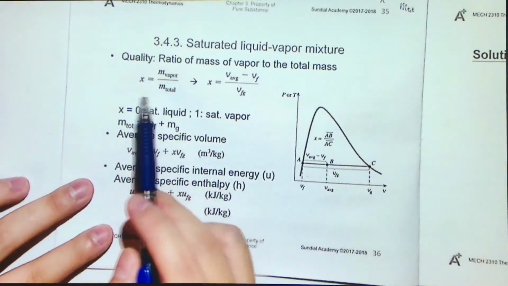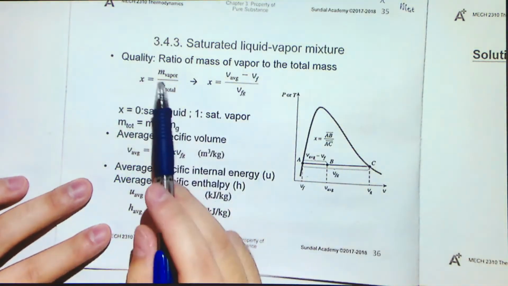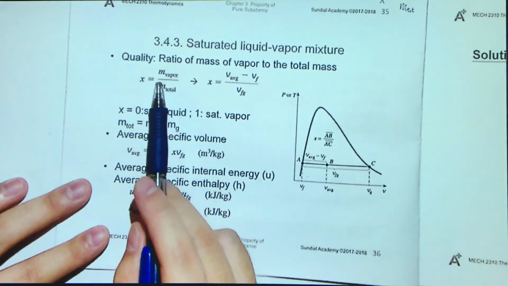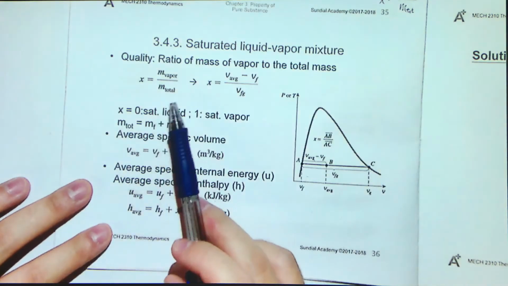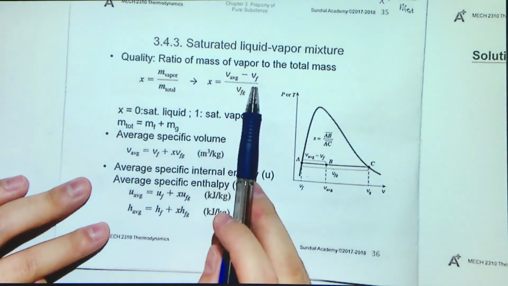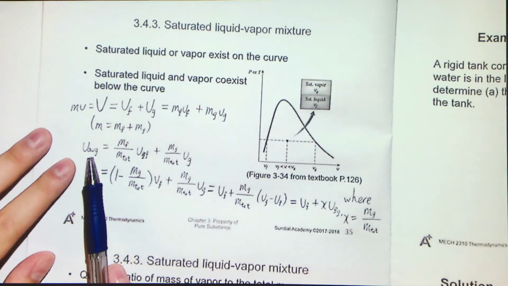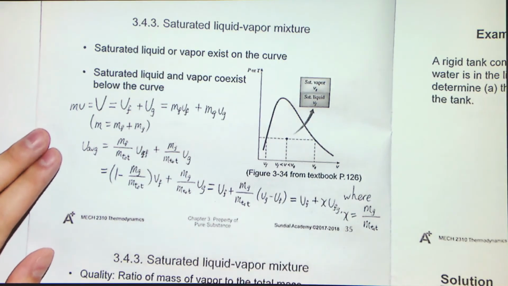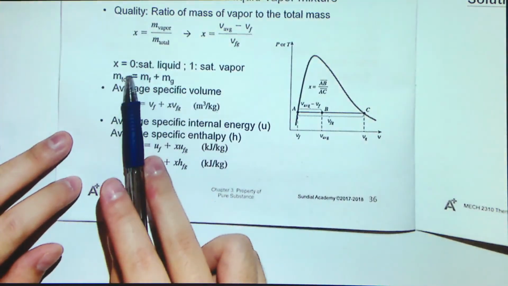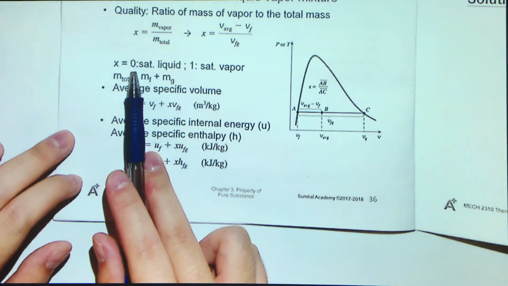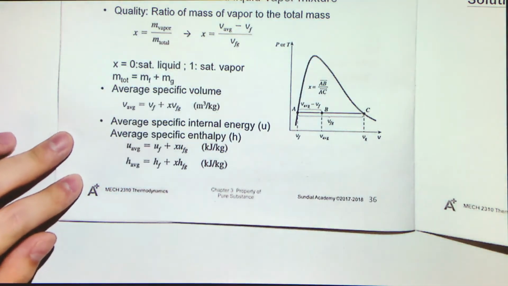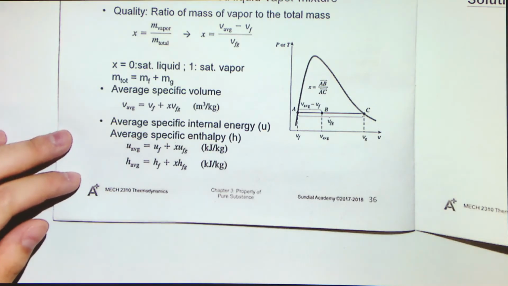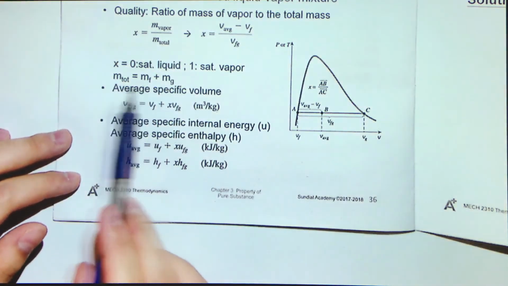Usually we give a name to this x: the quality. It is the ratio of the mass of vapor to the total mass, so we have m vapor divided by m total, or mg divided by m total. We can also rewrite it to become x equal to v average minus vf divided by vfg, because v average equals vf plus x vfg. You just put this vf on the left-hand side and divide both sides by vfg to get x. If x is equal to 0, there is no vapor inside this mixture, which means it is a saturated liquid. If x is equal to 1, the mass of the vapor is equal to the total mass, so the mixture consists only of saturated vapor. And note that m total equals mf plus mg.